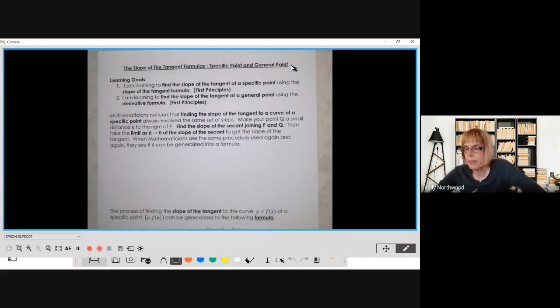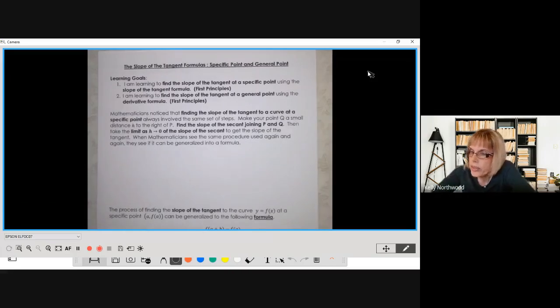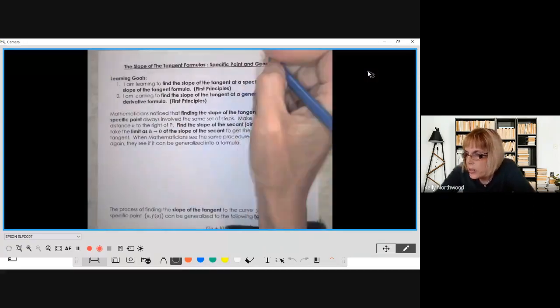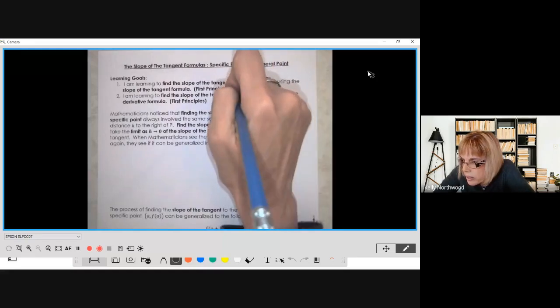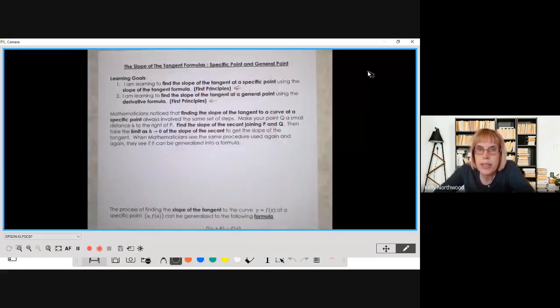So, the slope of the tangent formulas. We're going to look at a formula for finding the slope of the tangent at a specific point, and then also just at a general point in terms of x. So our learning goals are learning to find the slope of the tangent at a specific point using the slope of the tangent formula, also called the first principles formula. And that is what our assignment is on today. So it's on using these two first principles formulas.